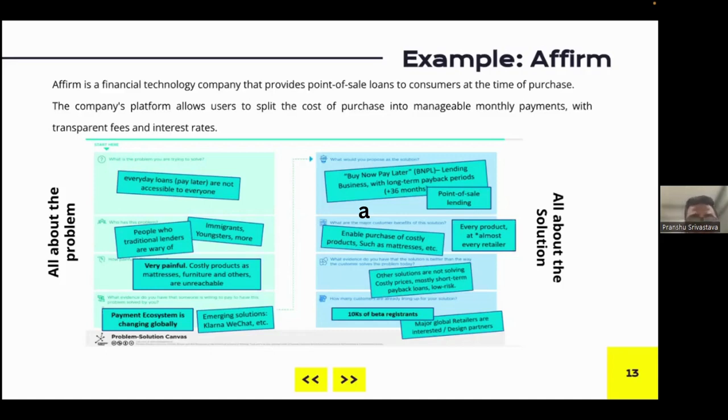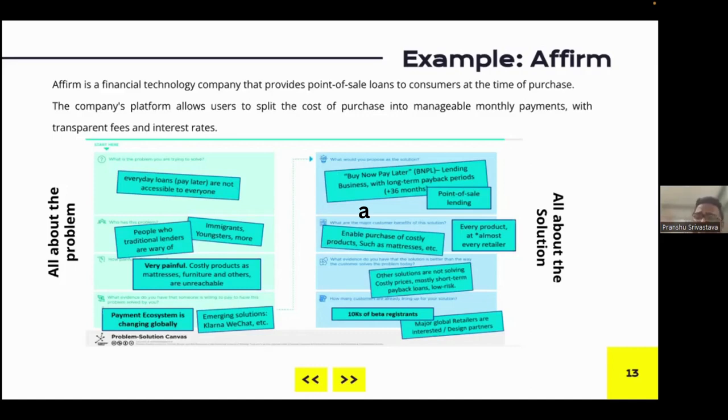What evidence do you have that this solution is better? Other solutions are not solving for costly prices. A very basic problem statement here is that people are not able to afford costly things. Converting these transactions into EMIs will make things affordable for customers. Mostly there are short-term payback loans, which have low risk, or a long-term loan with a higher rate of interest and high risk, but the customer requires that.